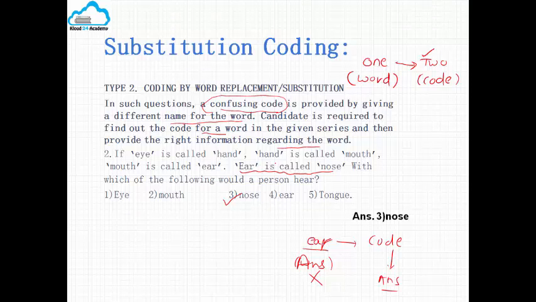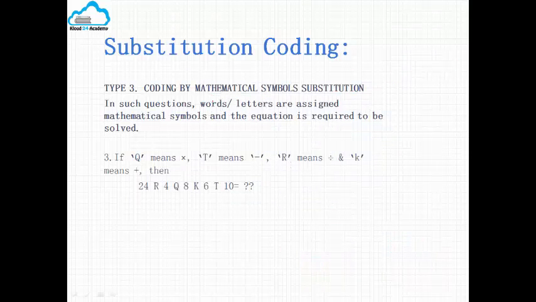So I hope you were able to solve this. The answer was ear, that is the word, which is replaced by a code, that is nose. So nose is the answer. Type 3, coding by mathematical symbols, substitution.